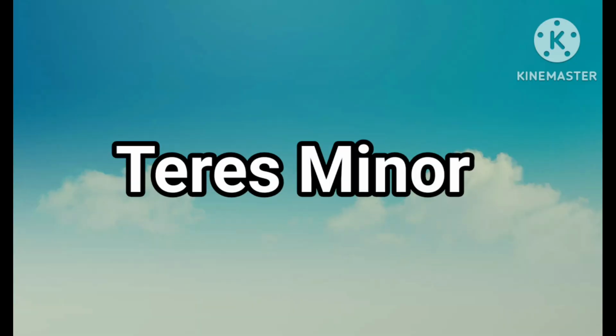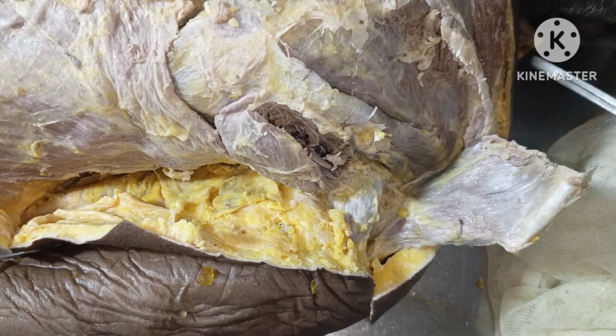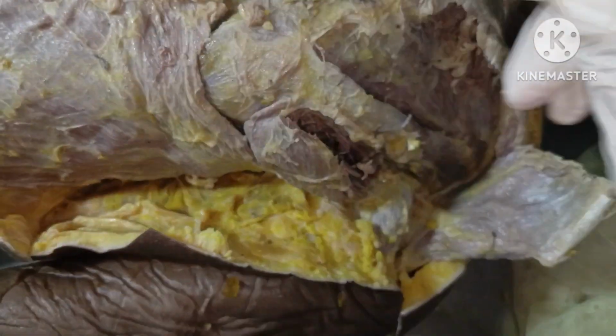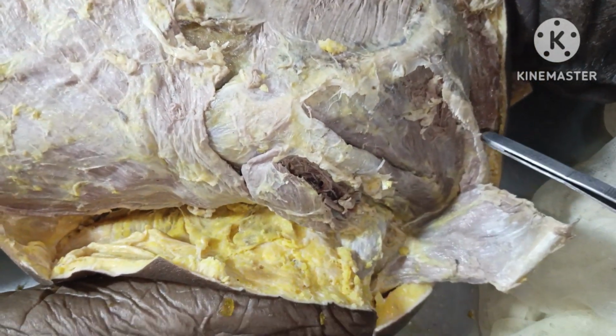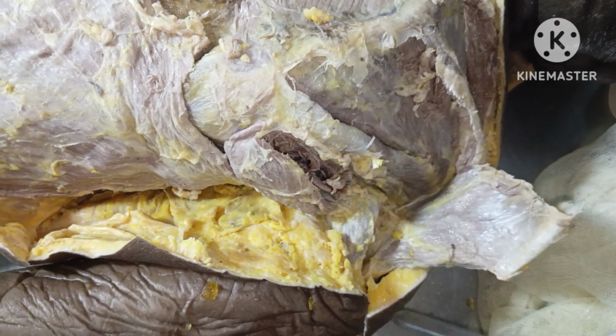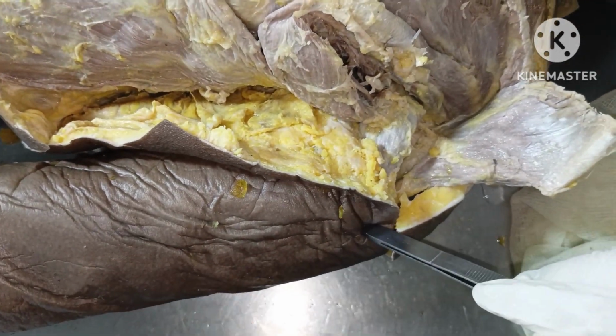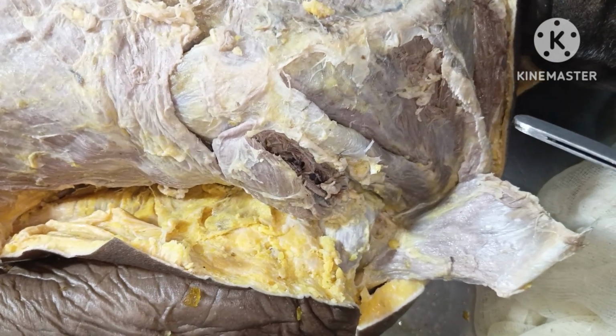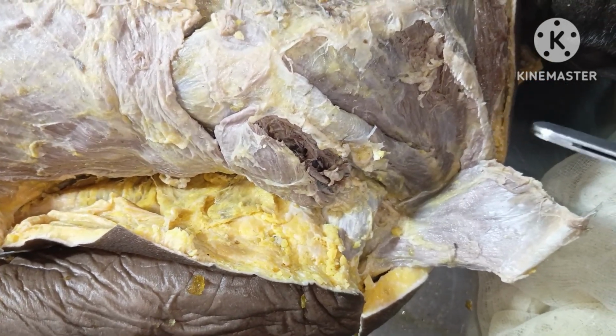Teres minor. It originates from the upper two-third of the dorsal aspect of the lateral border of the scapula, and its insertion is the inferior facet of the greater tubercle of the humerus. Its nerve supply is the axillary nerve, and its action is that it helps in lateral rotation of the arm.